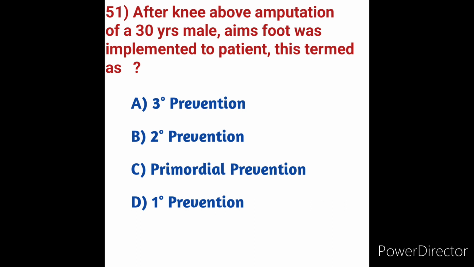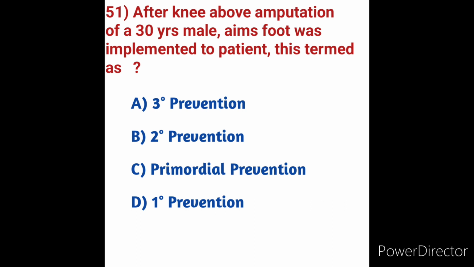The second one is primary prevention. Primary prevention means action taken prior to the onset of disease, which removes the possibility that the disease will ever occur. Next, secondary prevention means screening to identify diseases in the earliest stages, before the onset of signs and symptoms. This is called secondary prevention.